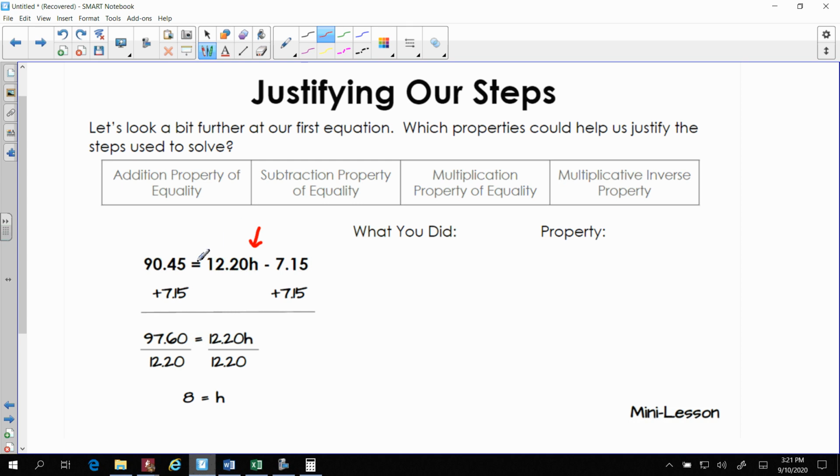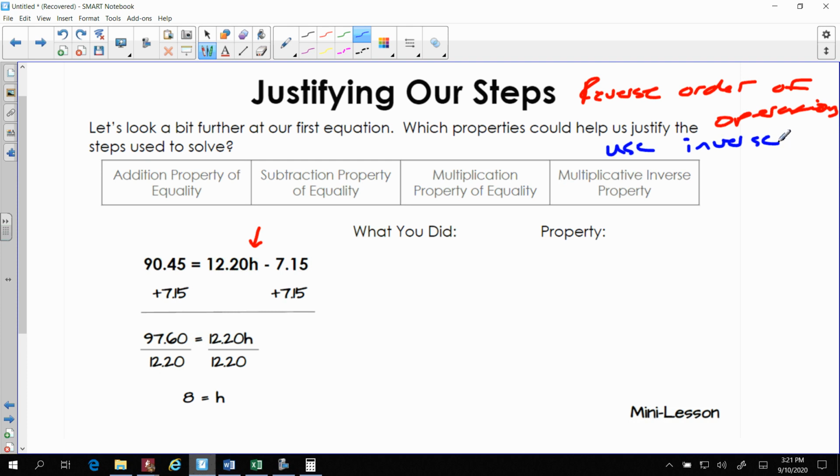And so the first thing that I did is that I got to work in reverse order of operations and use inverse operation. What that means, if I'm subtracting 7.15, the opposite of subtracting would be adding. So I'm adding $7.15. And what happens to this side is it's gone.